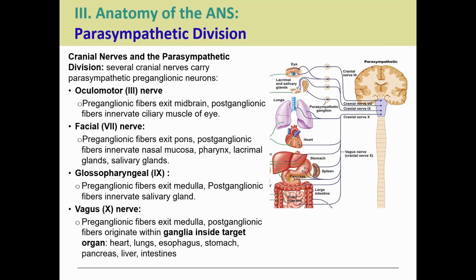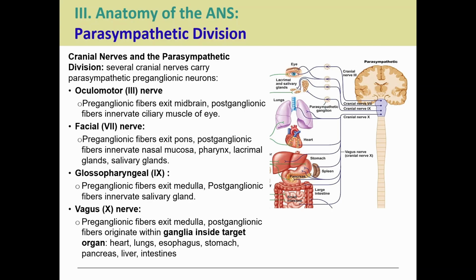And glossopharyngeal, this is for salivary glands. And then the vagus nerve, this is a big one. The vagus nerve, you notice, kind of takes care of everything from below the neck. We see that it is innervating the heart, the lungs, the esophagus, the stomach, the pancreas, the liver, the intestines, right? It's covering the viscera, basically. The vagus nerve is covering the parasympathetic division for the viscera, whereas the others were focused on things up in the face area.